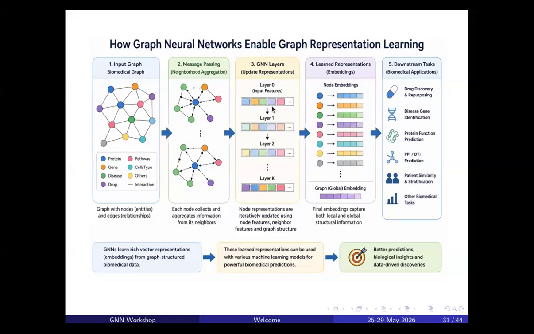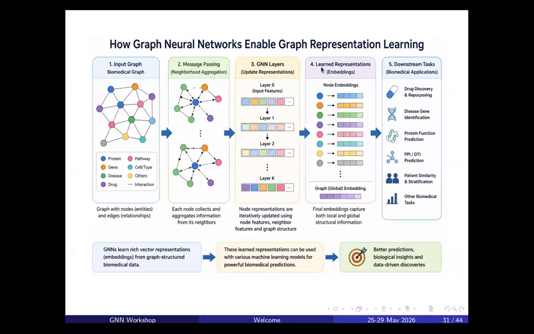This will be done for all the nodes, and that is one layer. Then in the second layer, these features will go through a second iteration. Node representations are iteratively updated using node features, neighboring features, and the graph structure, up to k layers. So finally, we'll get an embedding for each of the nodes.